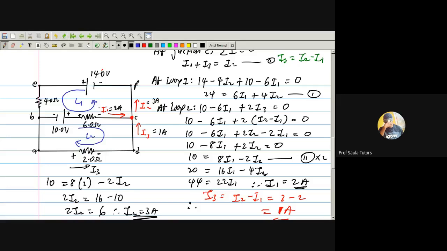If you look at this resistor here, you can verify your answer this way. If you observe, the voltage entering this resistor is how many? I have 14, the same direction with 10. That's 24 volts.